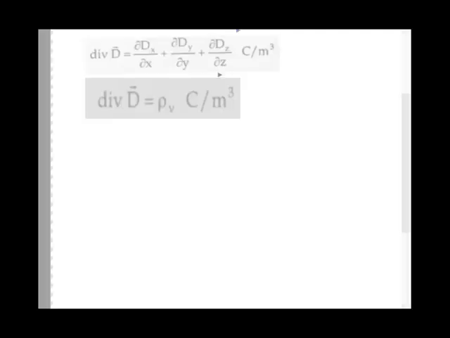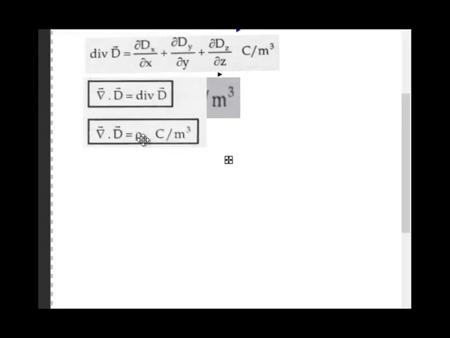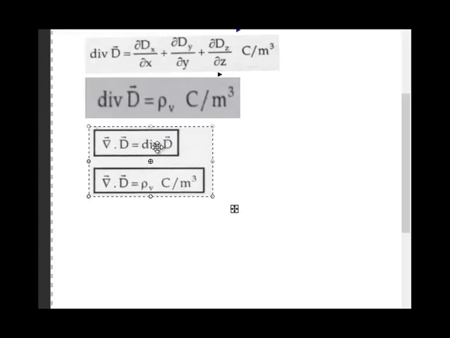Divergence of D is rho v, and divergence of D is also del dot D. So del dot D equals rho v. We can write these formulas also. Del dot D, the divergence of D, is nothing but del dot D, and the divergence of D is rho v. So we can have del dot D equals rho v.